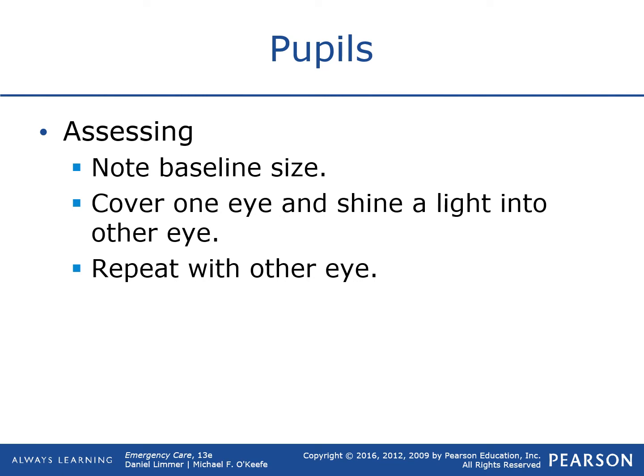When we're shining a light into pupils, cover one eye while you shine a light into the one that you're assessing, and then you repeat the other side. And there's a few things we're looking for when we're doing that.